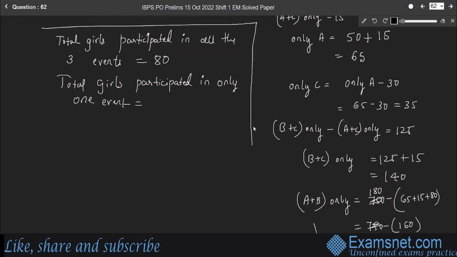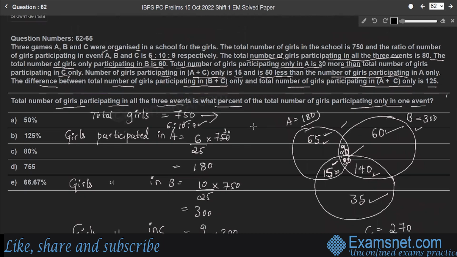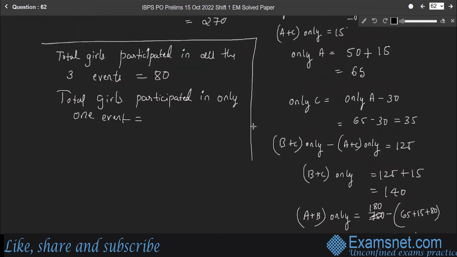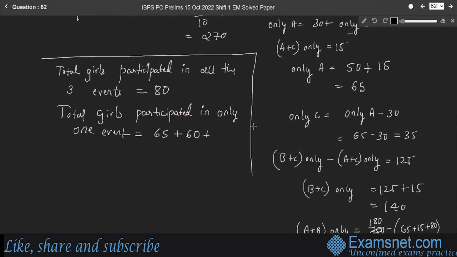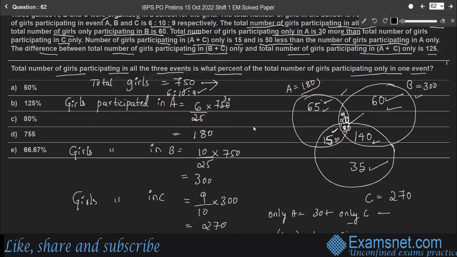is equal to, here look at the sets, 65 plus 60 plus 35. So 65 girls participated in event A only, 60 girls participated in event B only, and the remaining 35 girls participated in event C only. So it is 160. Therefore, the number 80 is what percentage of number 160?